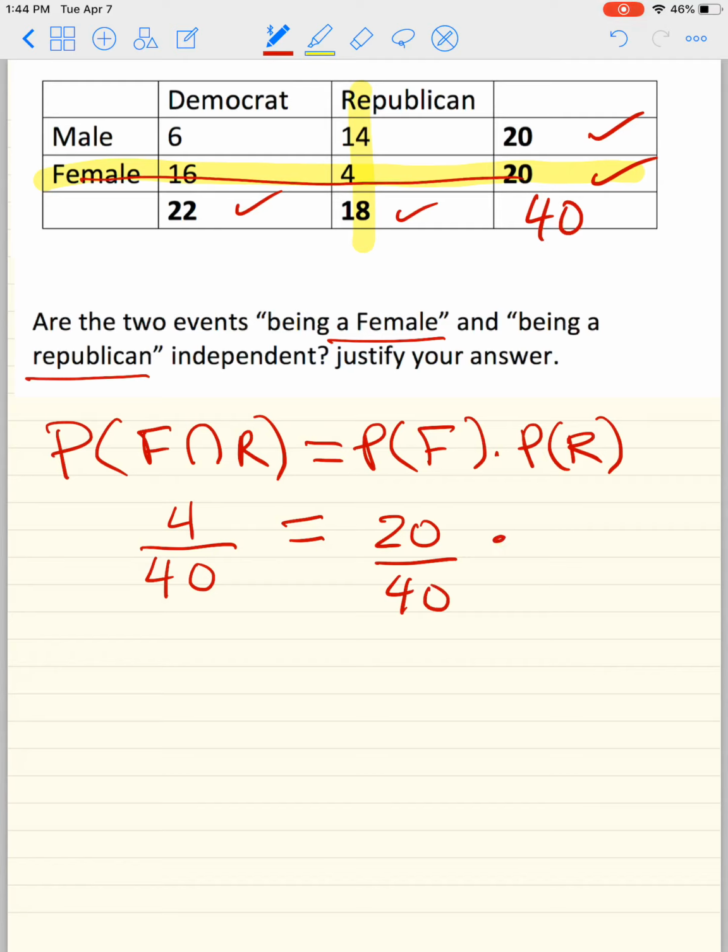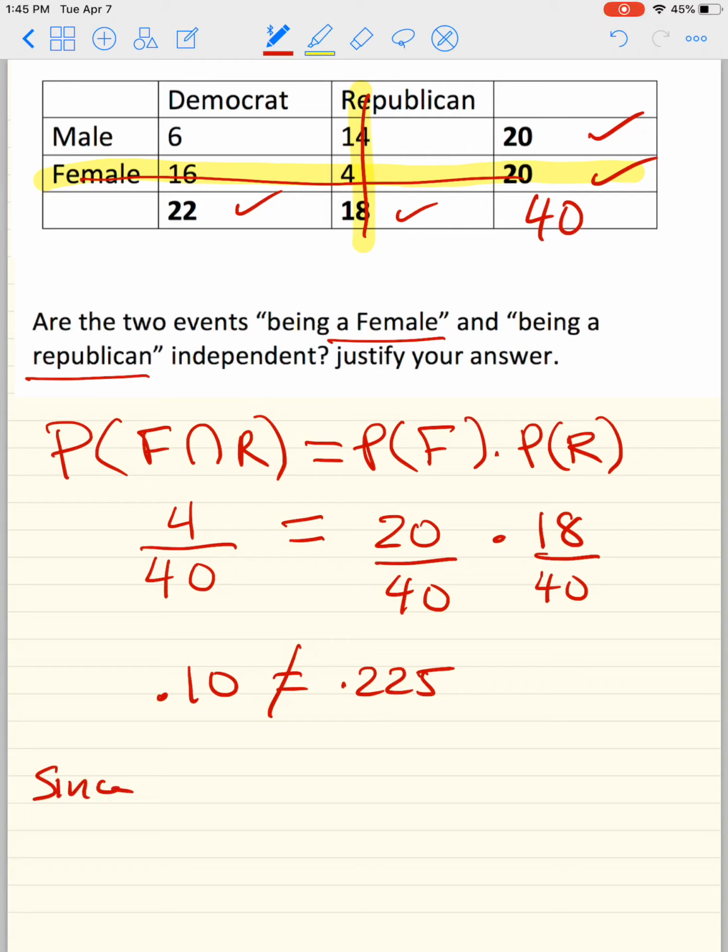Probability of Republican is going to be 18 out of 40. And now you'll probably need a calculator to determine if the two are in fact equal. You shouldn't just say no without checking. So we know that 4 divided by 40 is just 0.10, but again, use your calculator. And we know that 20 out of 40 is 0.5, it's a half. And if we times that by 18 out of 40, which I'm doing right now, I should have done it earlier, we're going to get 0.225. So they are not equal. Therefore, they are not independent.